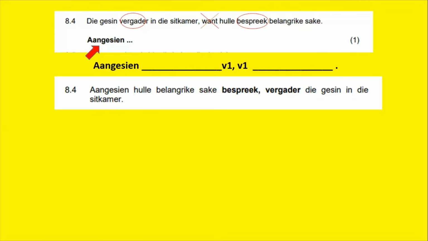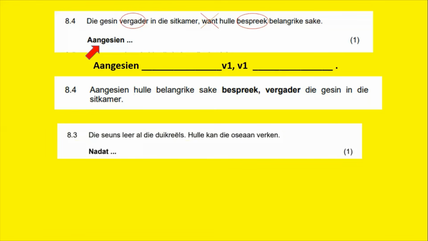Next one. Die seuns leer al die duikreëls. Hulle kan die oseaan verken. And now they want us to start with nadat. So two things are happening here. Number 1, they want us to start with a voegwoord. But also nadat means after. And this means we are making the sentence now in the past tense.